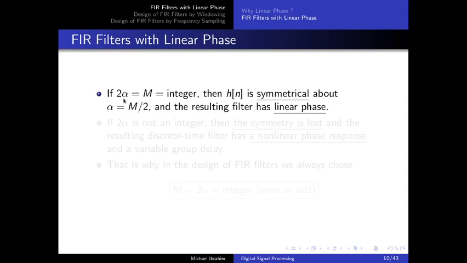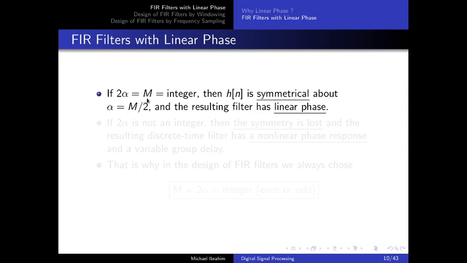So if 2 alpha, which is m is equal to 2 alpha, is an integer, in this case h of n is symmetrical around alpha equal to m by 2, and the resulting filter has a linear phase. There is a strong relationship between phase linearity and symmetry in the impulse response. We will not have the time to prove it, but we need to keep in mind, if you want to have a FIR filter with linear phase, you need to keep the impulse response symmetric.